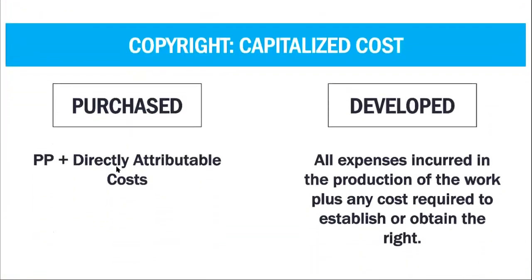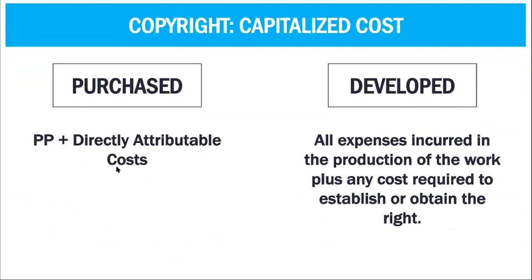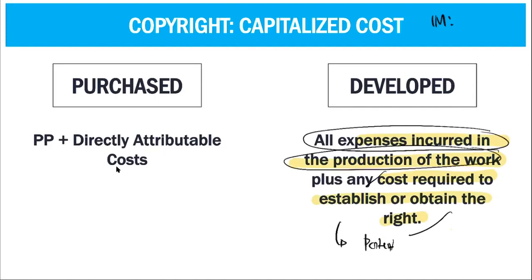So we need to look now as to the initial measurement of your copyright. So how do we initially measure your copyright? It depends whether it is acquired through purchase or through development. If acquired through purchase is still the same, purchase price plus directly attributable cost. If that is through development, you add all expenses incurred in the production of the work plus any cost required to obtain or establish the right. So this cost required to establish or obtain the right is just the same in your patent. However, we include here your expenses incurred in the production of the work.